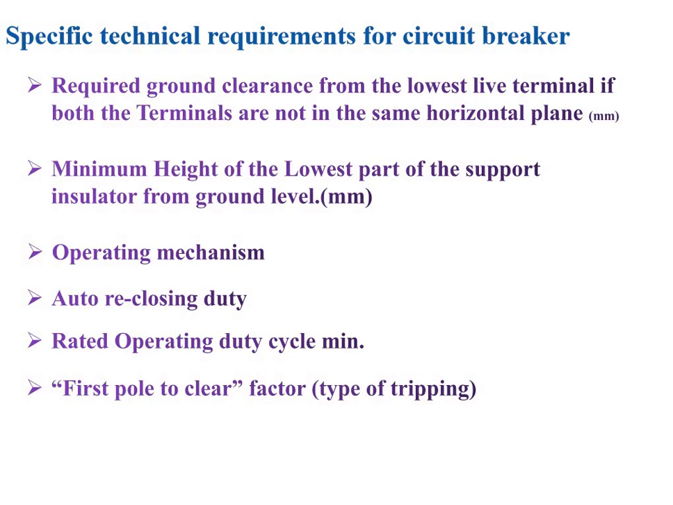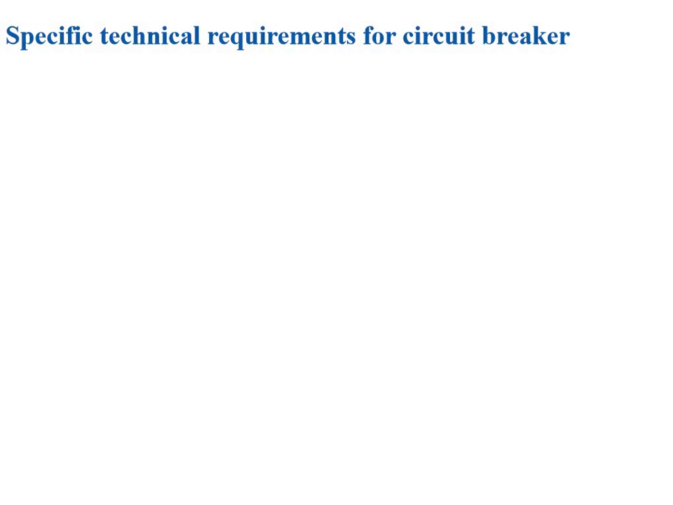Then next is the first pole to clear factor, that is the type of tripping you have to mention. Various standards are used to define this requirement. For example, as per Indian standard, IEC 62271-100 is generally used to specify this requirement of the circuit breaker, that is first pole to clear factor, and this is the type of tripping. The next is the maximum closing time.